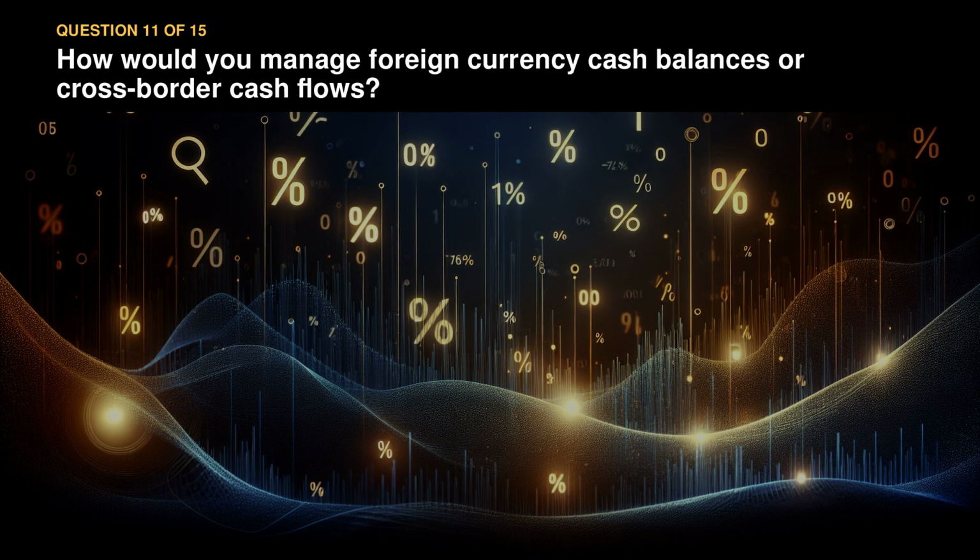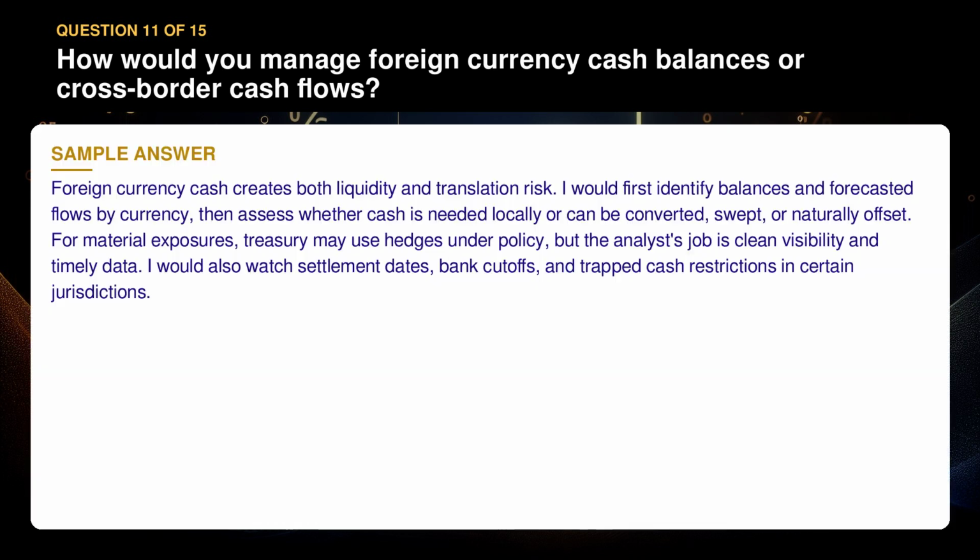Question 11. How would you manage foreign currency cash balances or cross-border cash flows? Foreign currency cash creates both liquidity and translation risk. I would first identify balances and forecasted flows by currency, then assess whether cash is needed locally or can be converted, swept, or naturally offset. For material exposures, Treasury may use hedges under policy, but the analyst's job is clean visibility and timely data. I would also watch settlement dates, bank cutoffs, and trapped cash restrictions in certain jurisdictions.